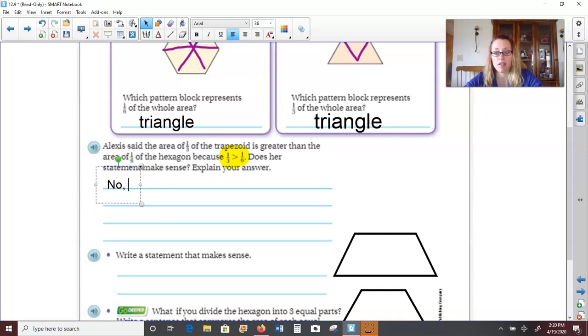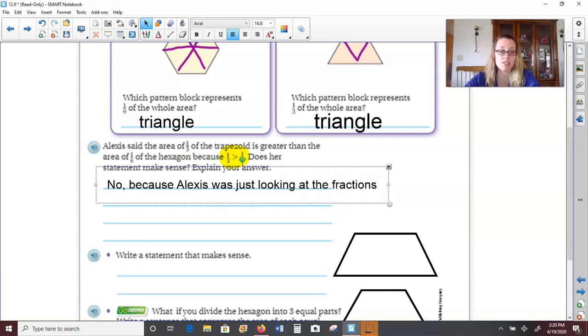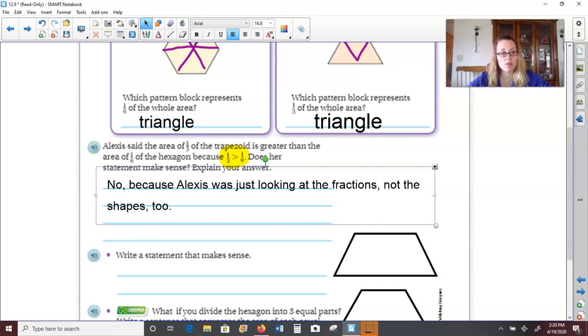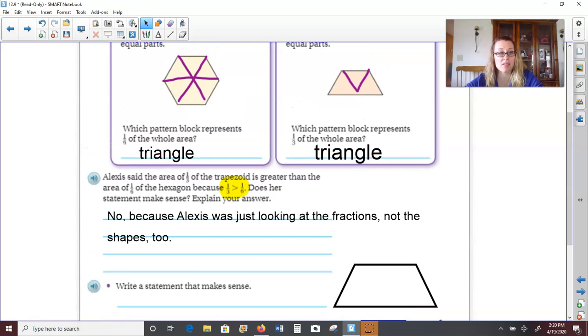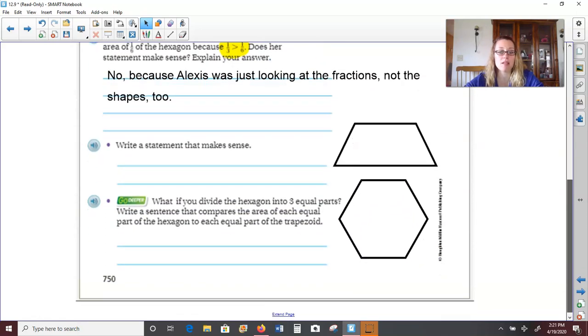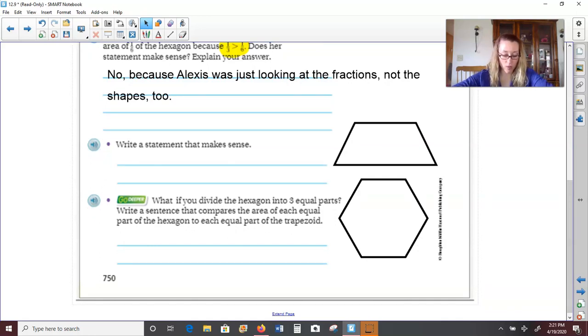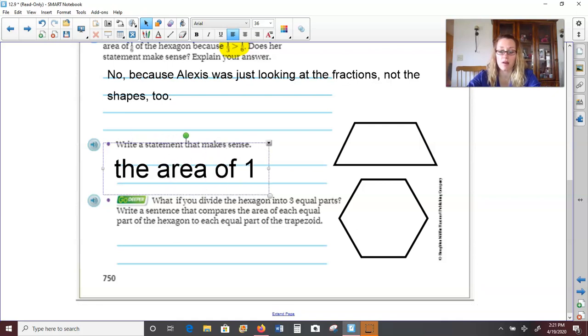And our friend in the video was explaining that to us, that no, because Alexis was just looking at the fractions, not the shapes too. So she has to actually look at the shapes that she was dividing up into fractional parts, okay? And so it doesn't make sense for her to say that, because as we saw in the video, he proved to us that one triangle piece from the hexagon is actually the same as the triangle piece within the trapezoid. So to write a statement that does make sense here, he told us that we could write the area of 1/3 of what? Of the trapezoid.